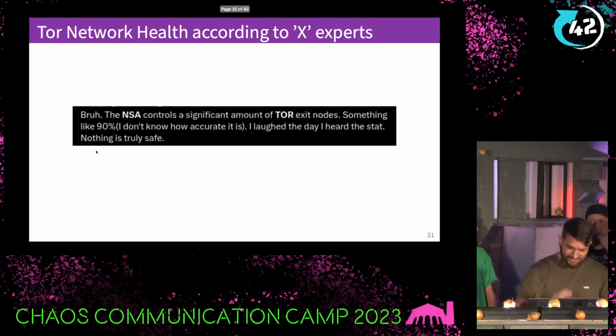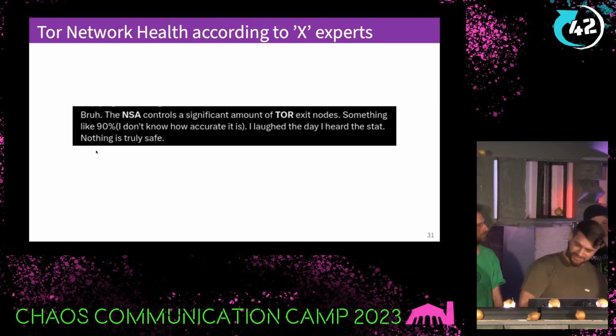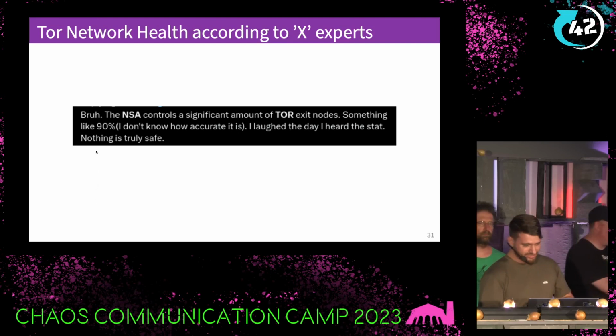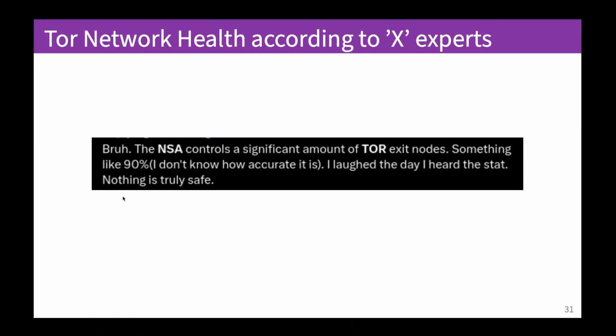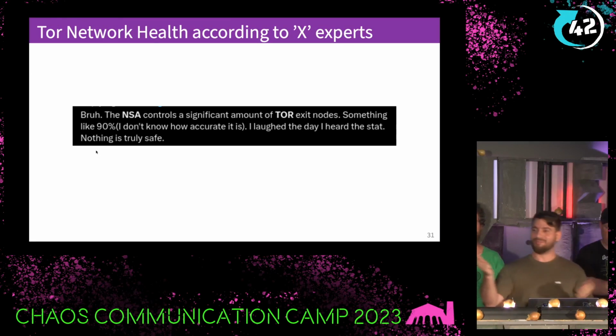So according to our specialist on Twitter, called X, the NSA controls a significant amount of Tor exit nodes, something like 90%. I don't know how accurate this is. I love the day I heard the stats. Nothing is truly safe. So according to this random person on the internet, 90% of people here are paid or are part of the NSA, right?